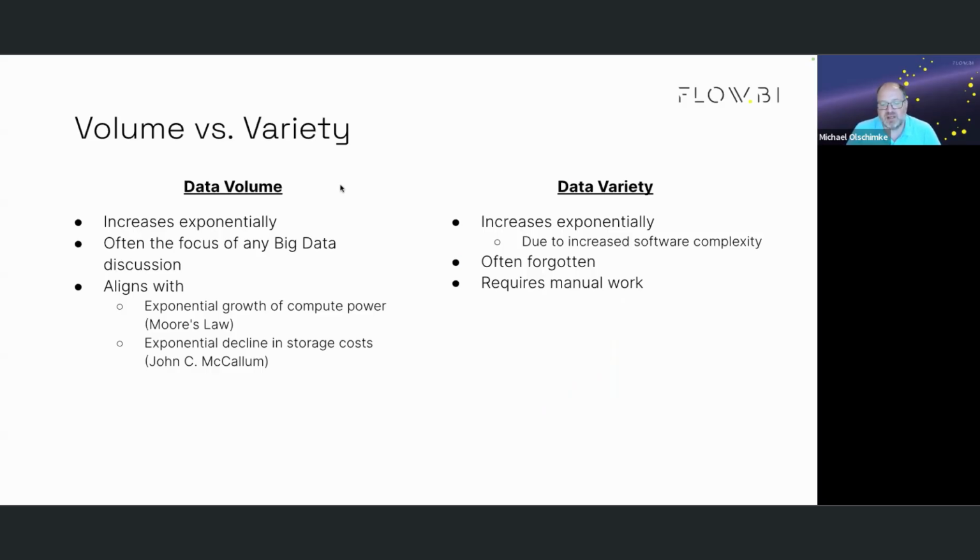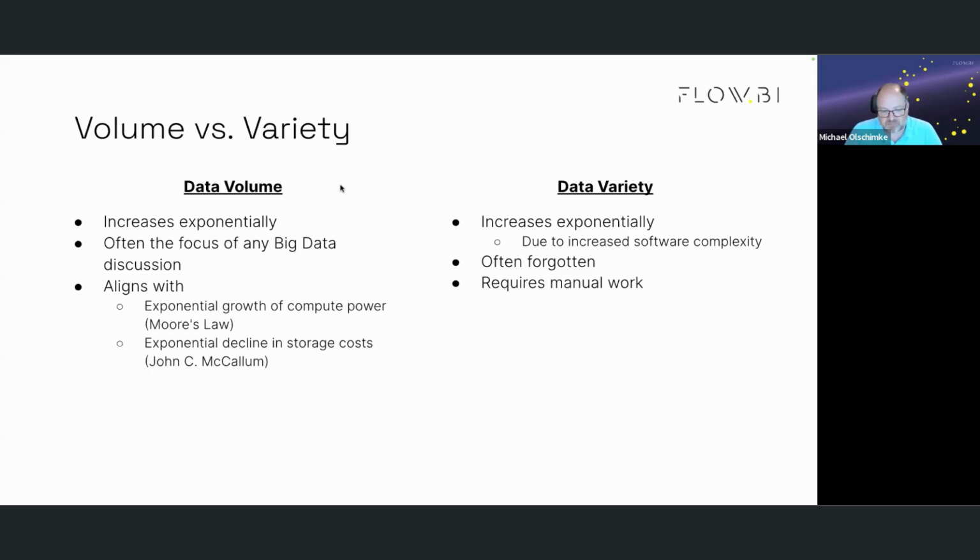And it's often the focus of any big data discussion, because volume is very handy. It's easy to understand, right? Volume is something like liters or gallons in water. So that's easy to understand, and that's why it's often the focus of any big data discussion. When you search for big data, it's all volume.